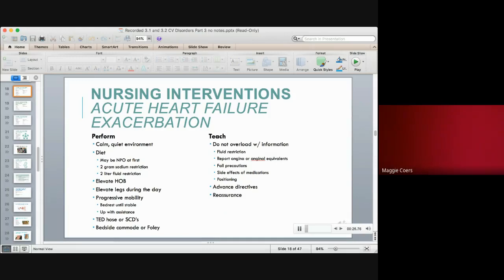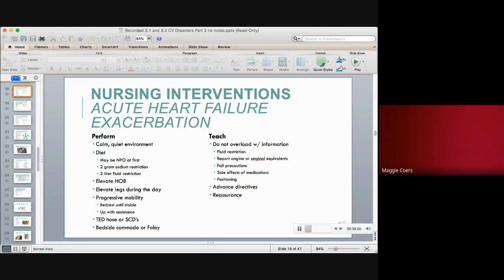All right, for the diet, we want to make sure that it's low sodium, or that they're on a sodium restriction, because they're going to hold on to a lot of fluid, okay? And sodium also will cause the body to hold on to fluid. So we want to make sure that we have that sodium restriction. Also, a fluid restriction since the patients are in fluid overload already.